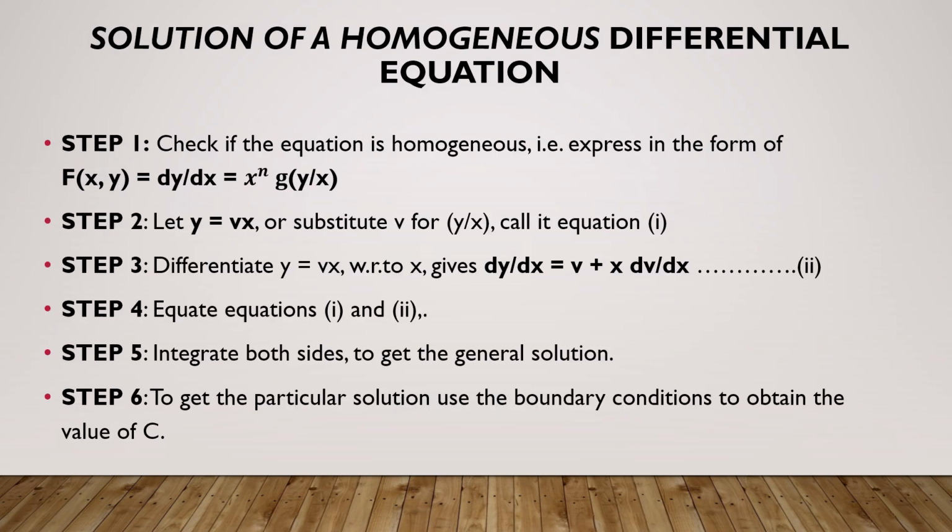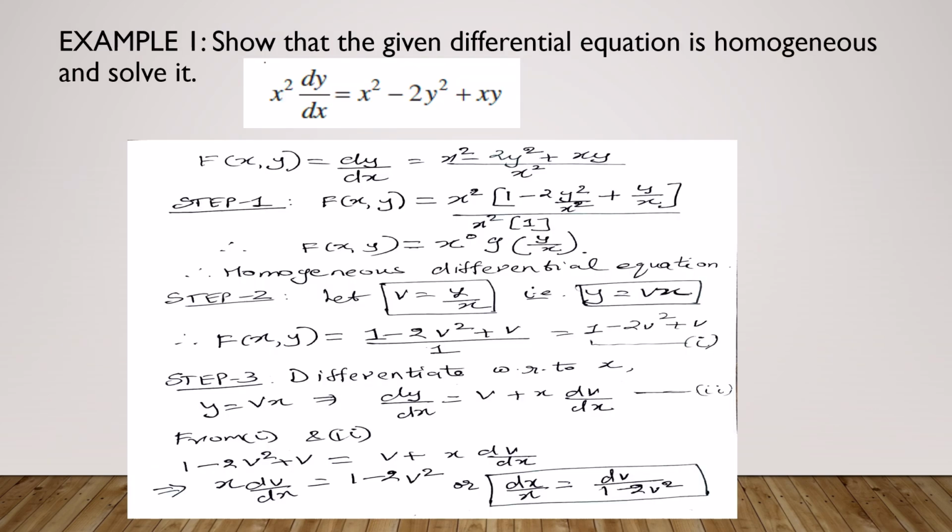Now these are just the steps of how to solve a homogeneous differential equation. It will get very clear as we start with an example. When we do the example, I will explain all the steps one by one. So let us start with the first example. Show that the given differential equation is homogeneous and solve it.